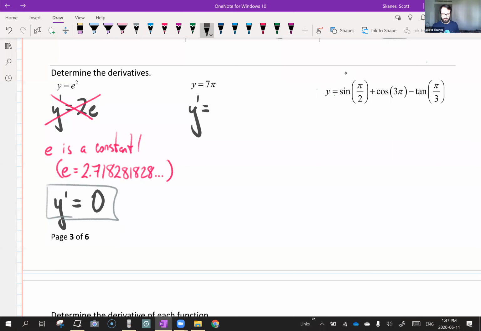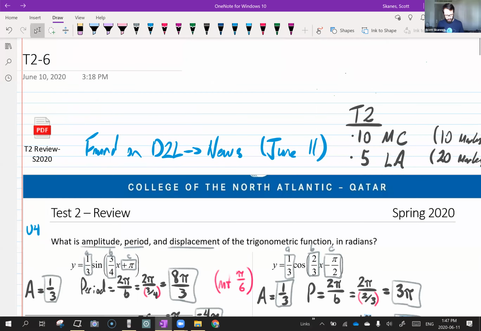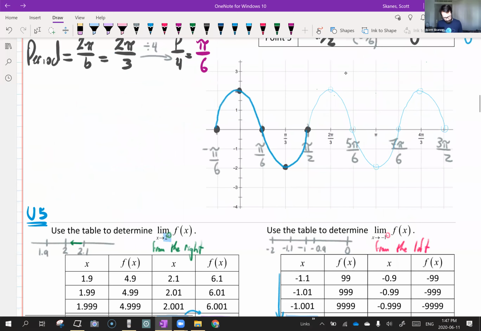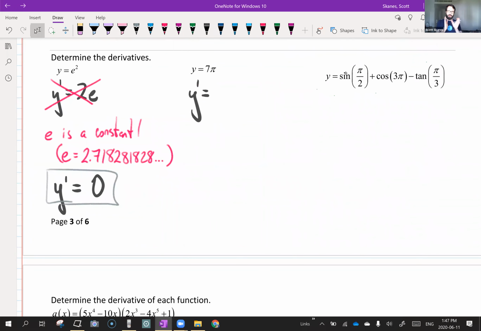Is this section 3's assignment? This one here? No, this is a review sheet. For those who don't know, I made this new yesterday. This is test 2 review. It's on D2L. It's at the very top of the news feed. You can find it in content too, but I made it for you. Yeah, I jumped back. I didn't put this stuff on their assignment. I keep your assignments similar. They have similar questions, just different questions, different numbers.